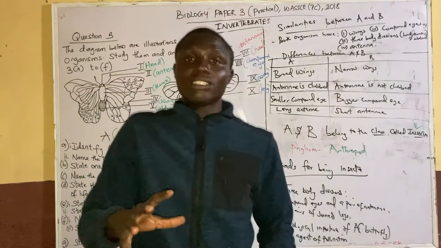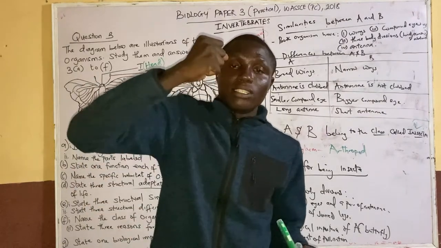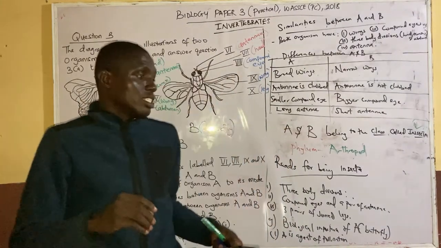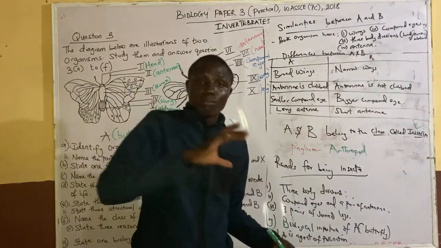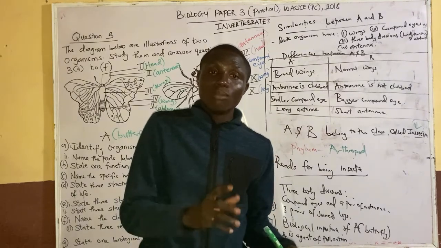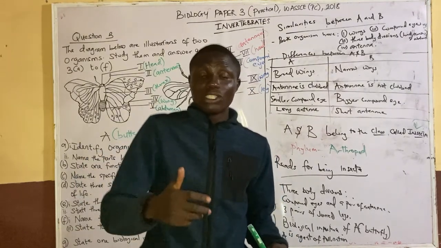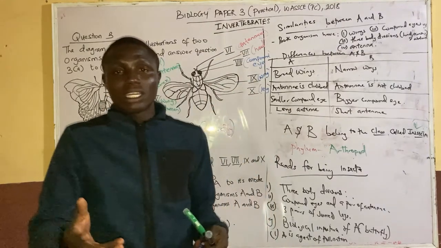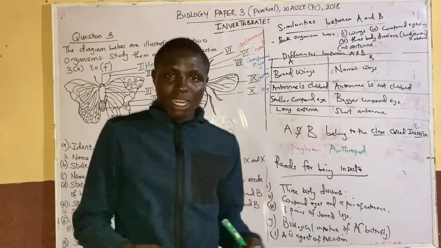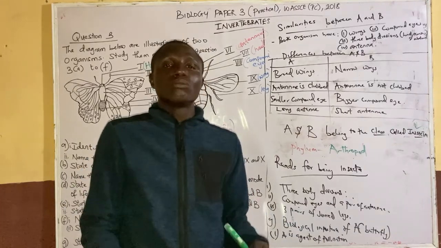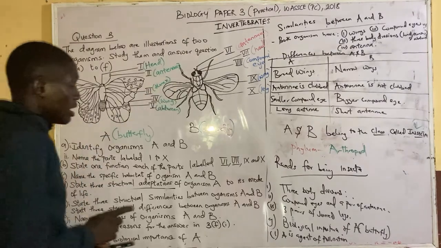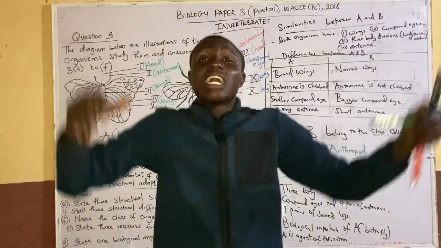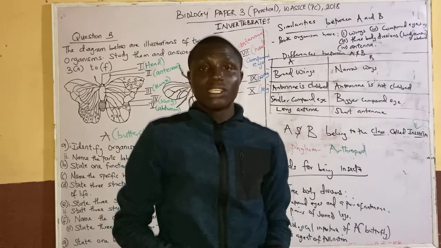One of the important agents of pollination is butterfly, because as a lot of butterflies come to suck the nectar of a plant, they carry the pollen grains along, and when they get to another plant, they drop the pollen grains, thereby causing pollination to take place, which brings about reproduction in plants. Another thing is that butterflies serve as a source of food for some animals. There are some animals that eat butterflies.